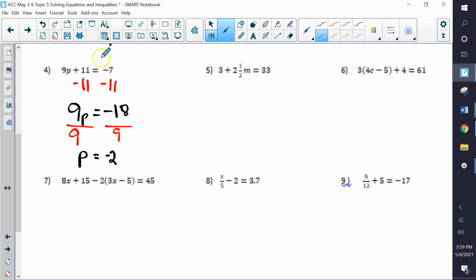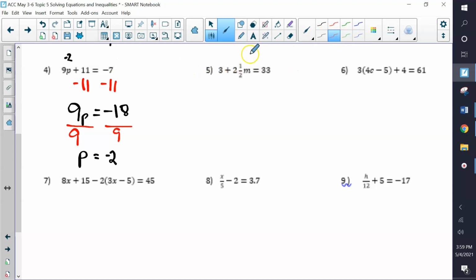And here's our solution. You should come up here and substitute the variable for negative 2 right here. So 9 times negative 2, that's negative 18. And negative 18 plus positive 11 is negative 7. And yes, you checked it, it's correct. Let's do number 5 right here.